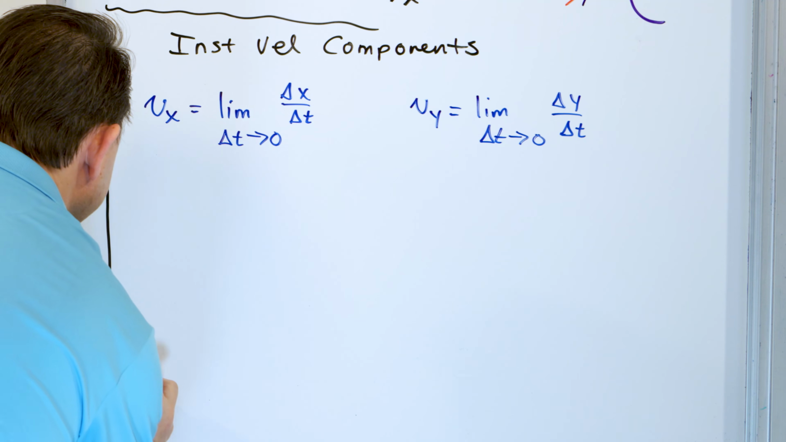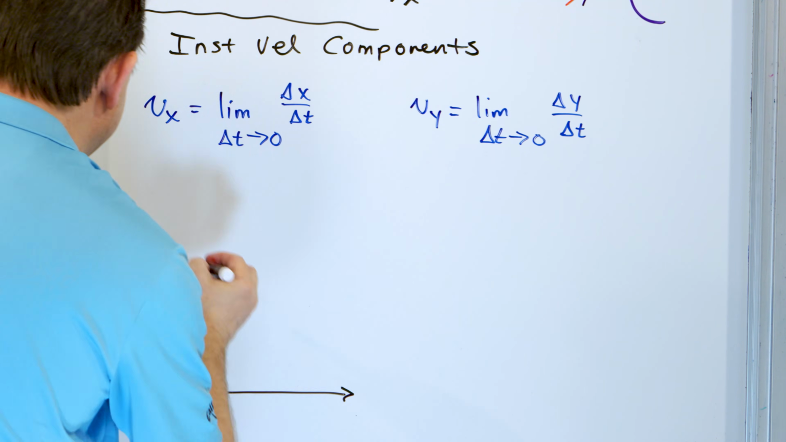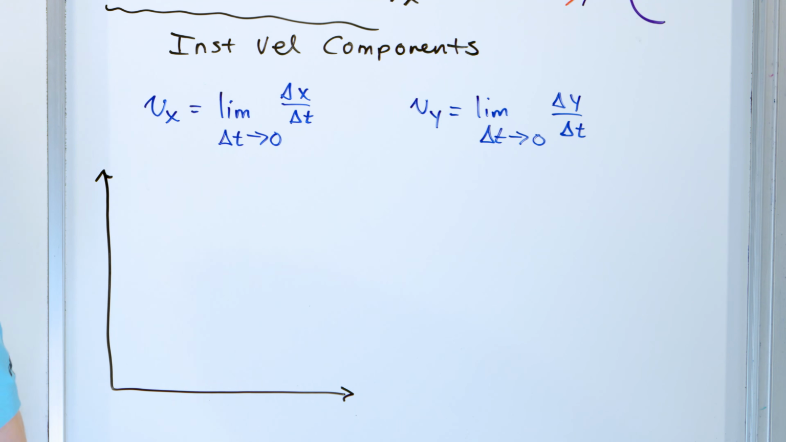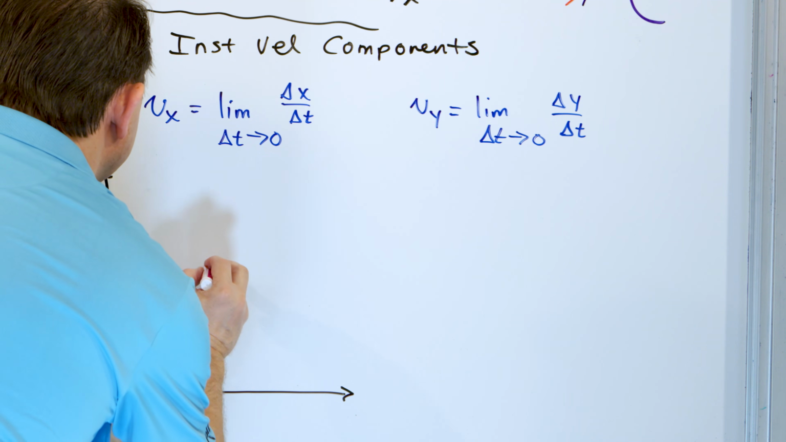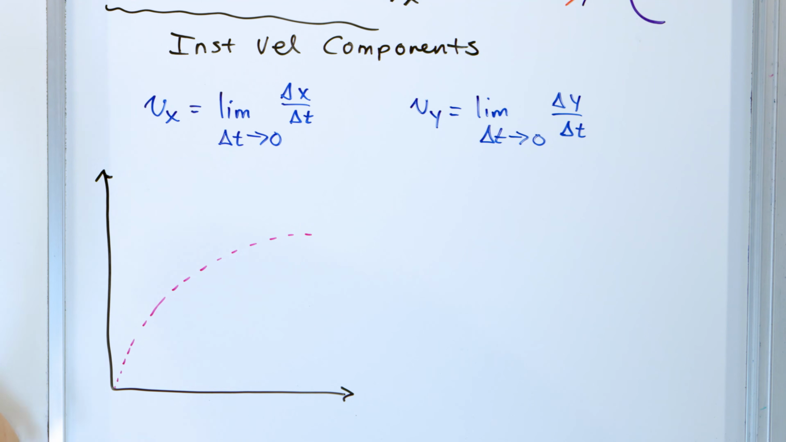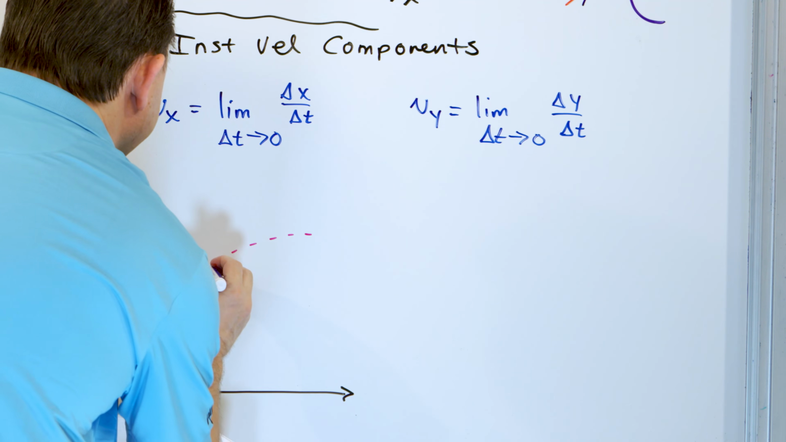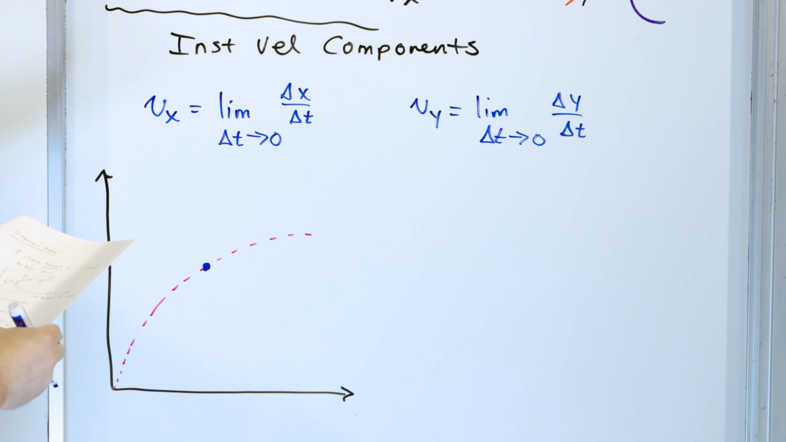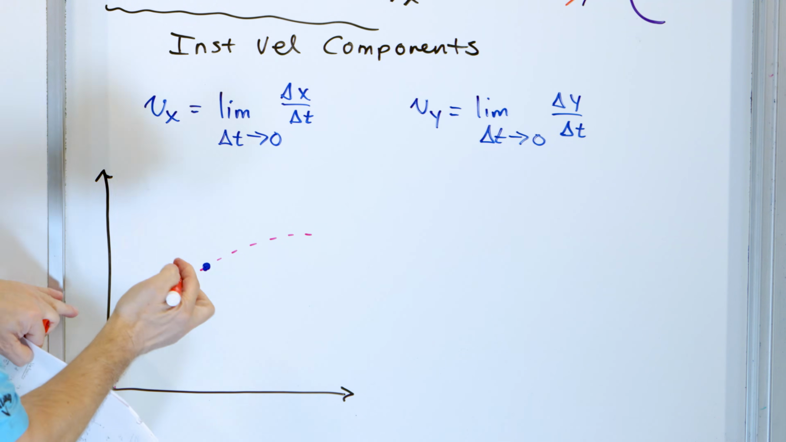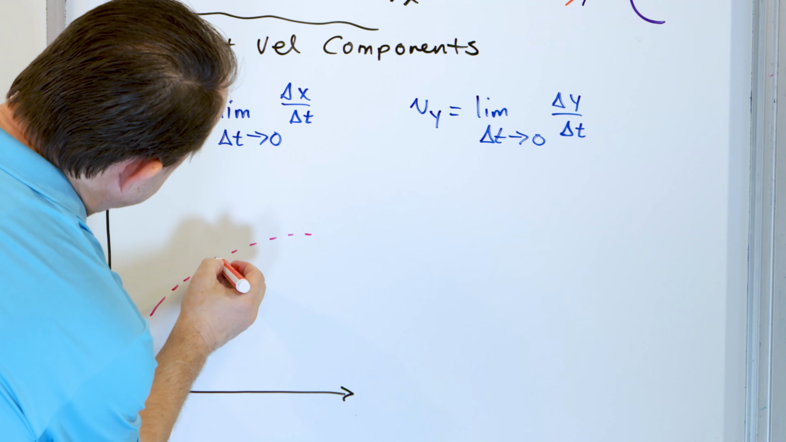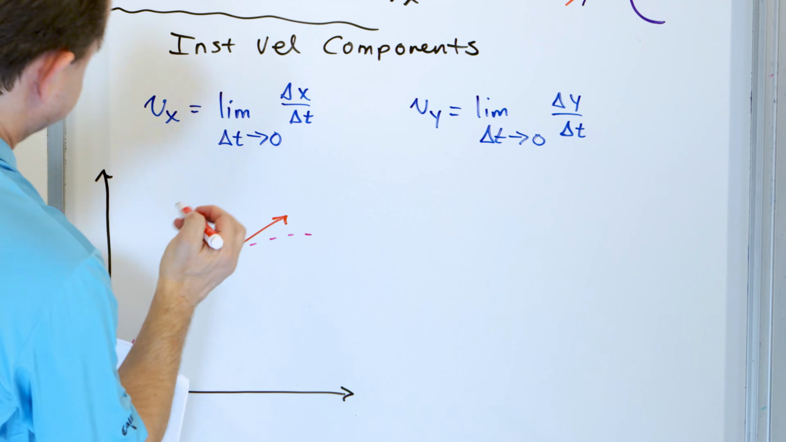I'm going to draw this one more time. Sometimes drawing things over and over again helps me and it also helps you because you see it a bunch of times. So I'm going to draw the same kind of deal, a nice curved path like this. I'm going to pick one point right here, and this is point P, right? And what is its velocity? Well, it's got to be tangent to the path here, so it's got to come out something like this.